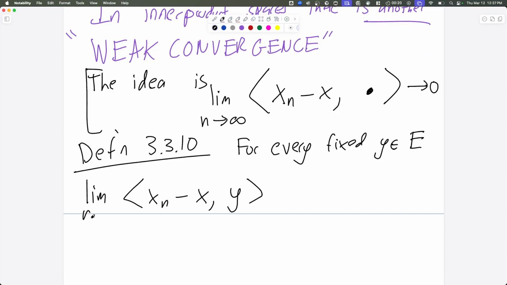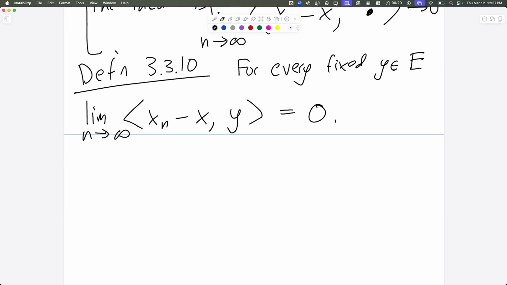The limit as n goes to infinity of this equals 0. So in other words, for every fixed possible input into the inner product, the limit is 0. And you should compare that with strong convergence, where there is no input, right? It's just literally the norm of xn minus x has to converge to 0. That is weak convergence.